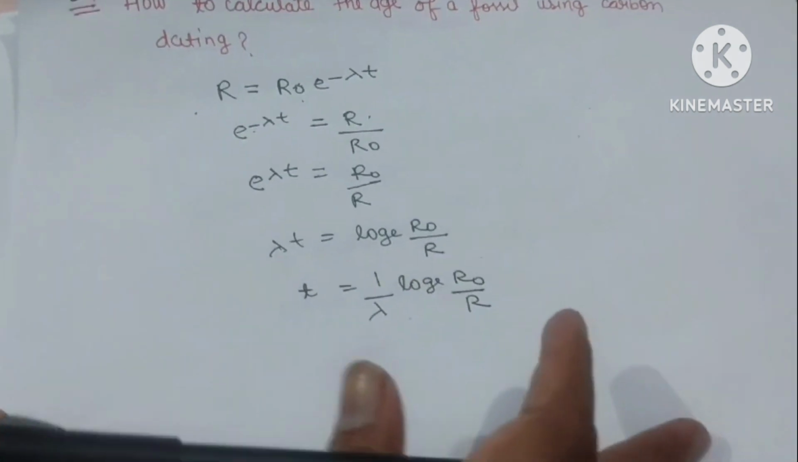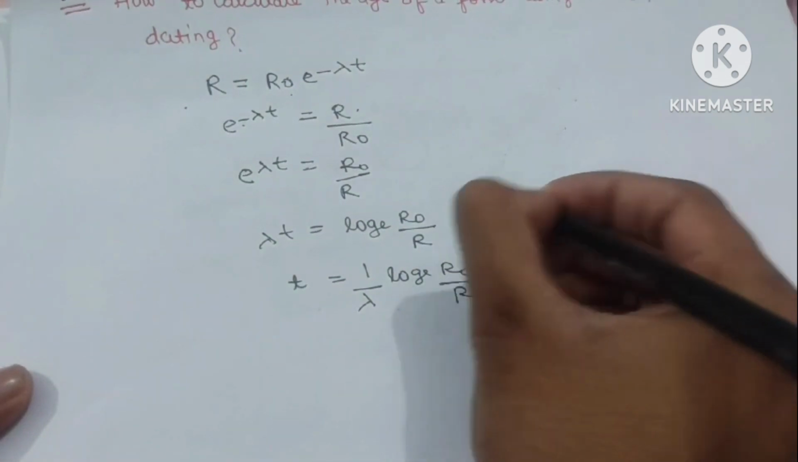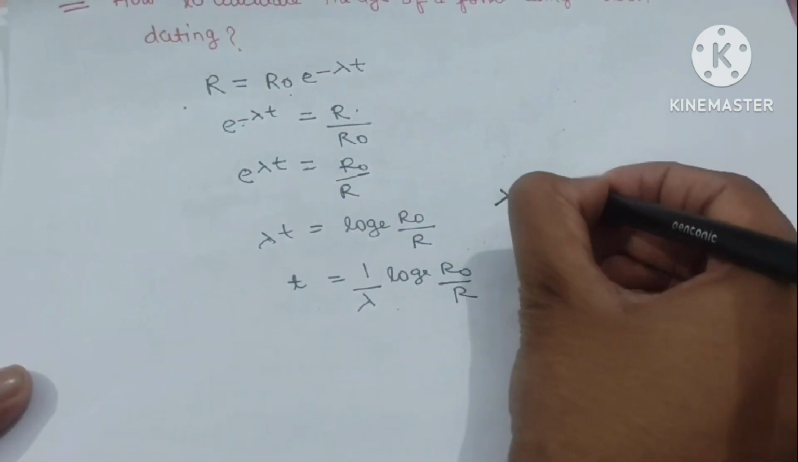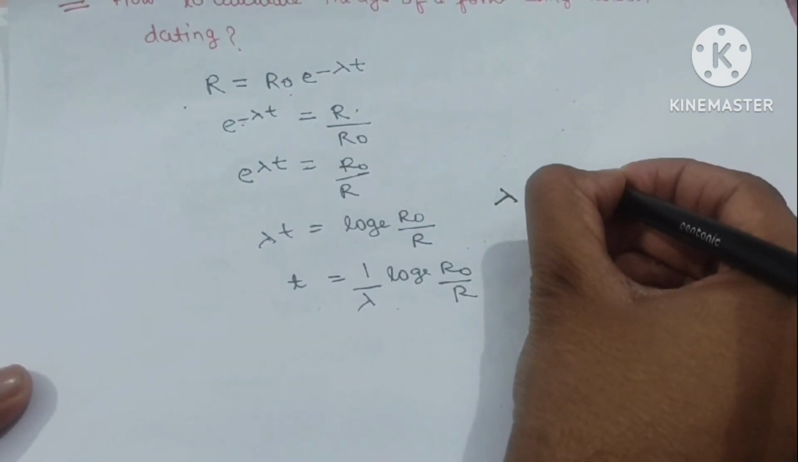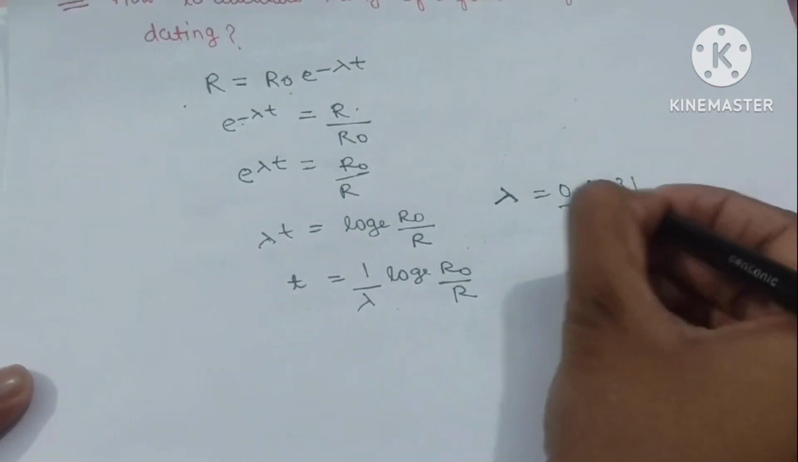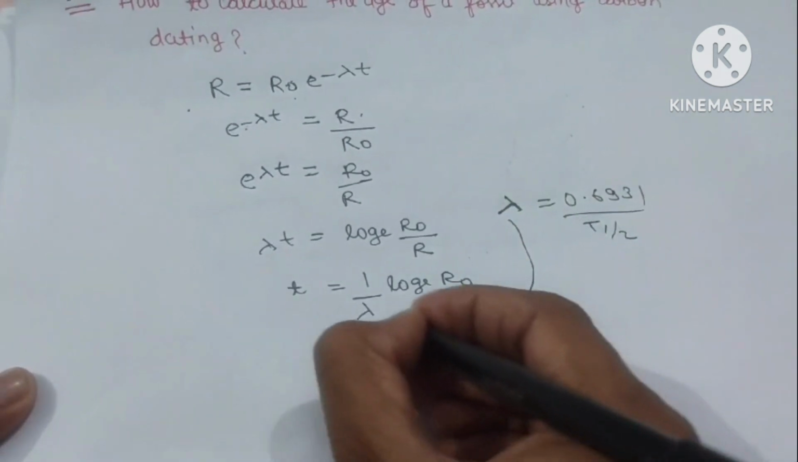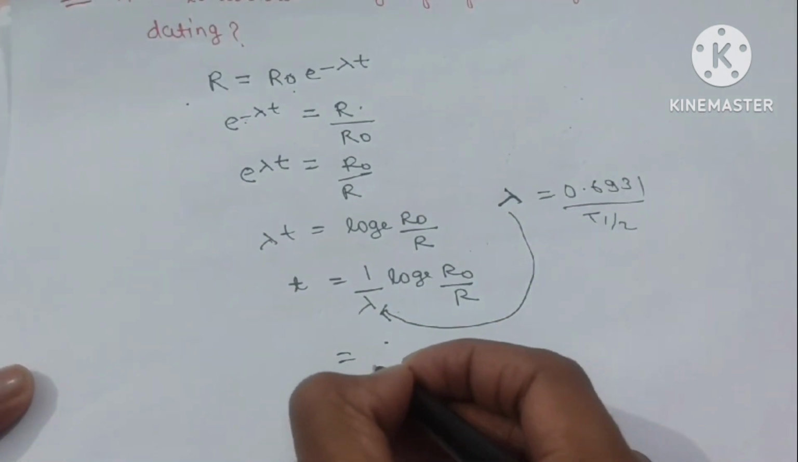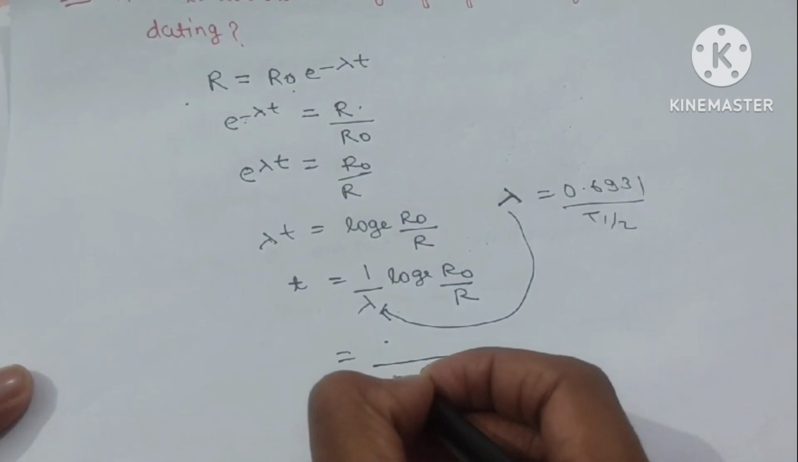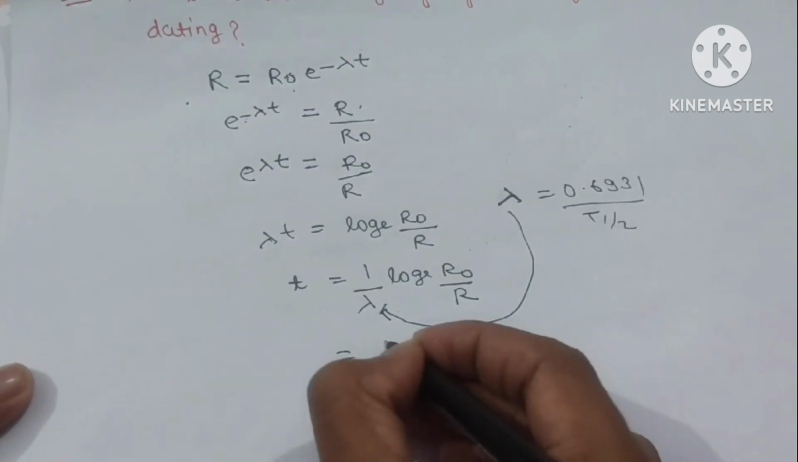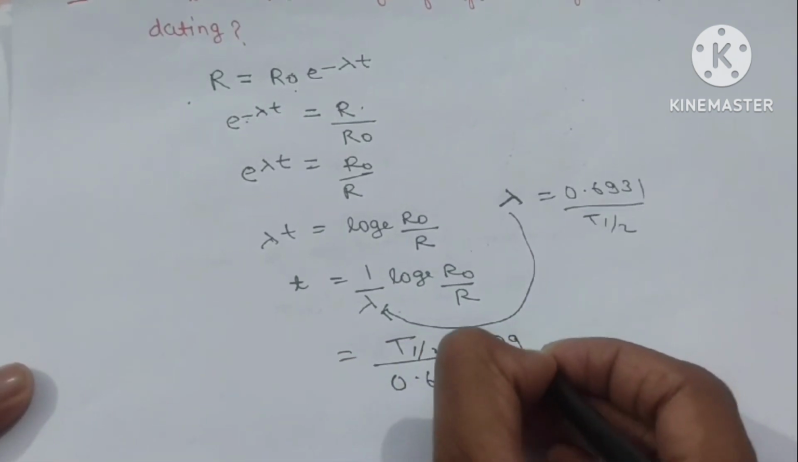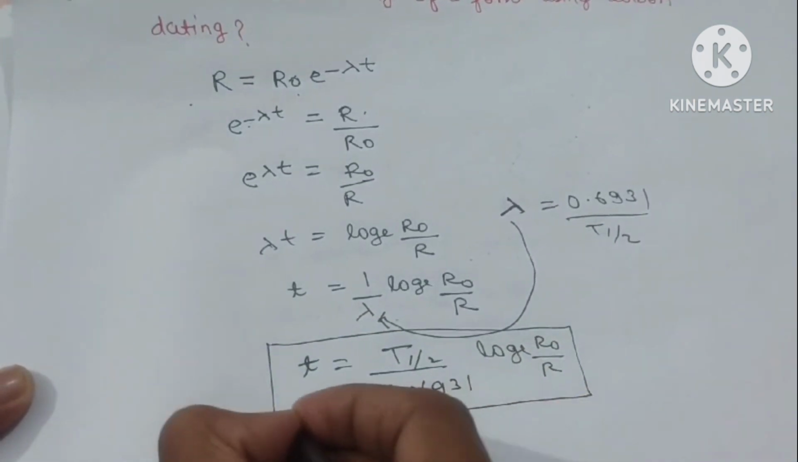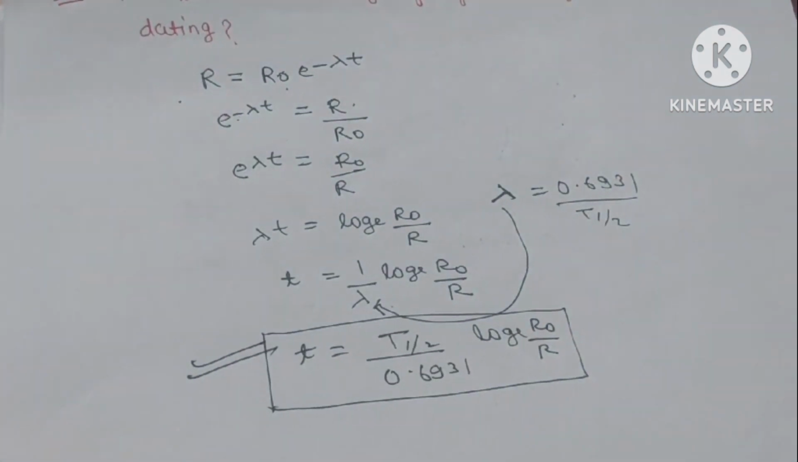Okay, so we know that lambda, which is the disintegration constant, equals 0.6931 by half-life. So put this value here, we'll get 0.6931 by half-life times t equals log e R naught by R. Okay, so we proved it. Thank you.